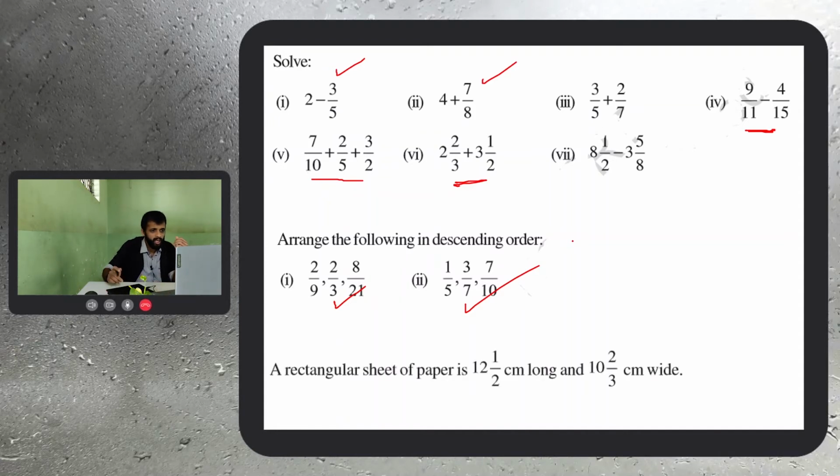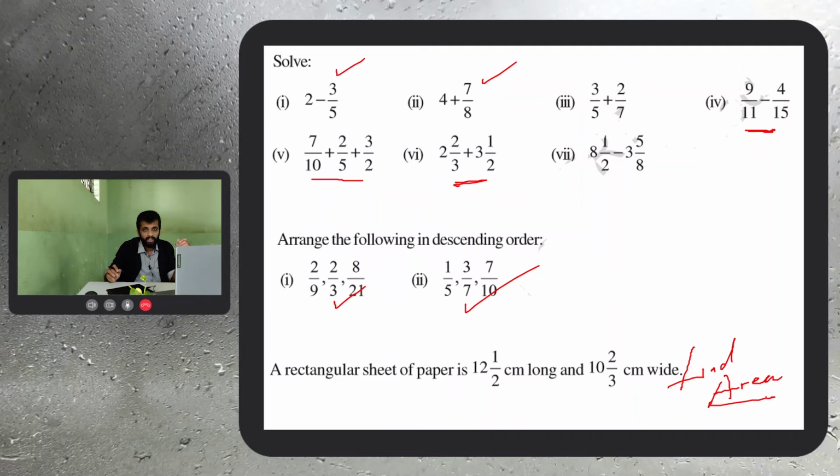Next one, a rectangular sheet of paper is 12 1 upon 2 centimeter long and 10 2 upon 3 centimeter wide. Basically they are asking you what is the area of this. So find the area.